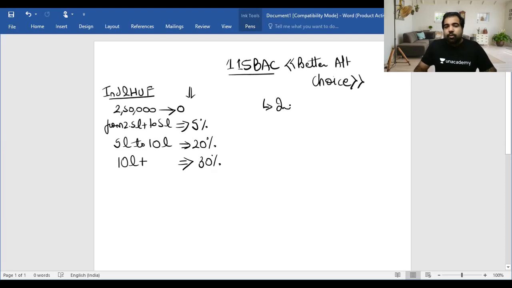The section is better available choice. So it's for whom? It's only for individuals and HUF. So in the exam, if it's an individual, he can opt for it. If it's an HUF, that HUF can also opt for it. I'll tell you more details about how to opt, etc. But first, let's see why we should opt for this.